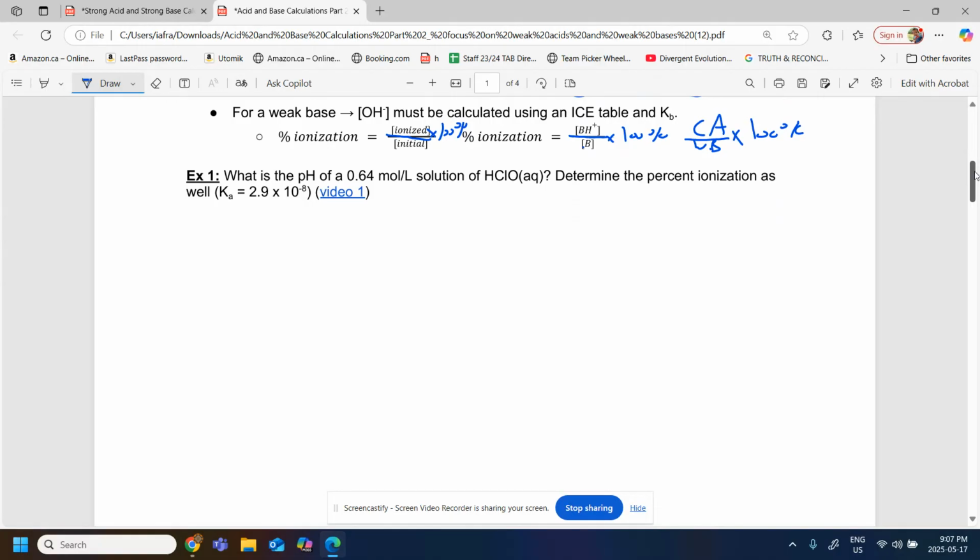We're going to figure out what the pH of a solution of HClO is, and we're going to determine the percent ionization after that. So to do this, we have to recognize this is a weak acid. Knowing that, we're going to write out the equation for the weak acid ionizing in water. We're going to make our reversible reaction here, and that's going to give us ClO-(aq) plus H3O+.